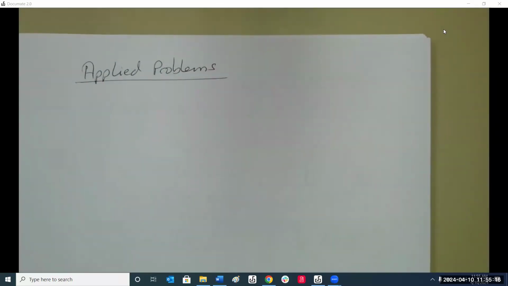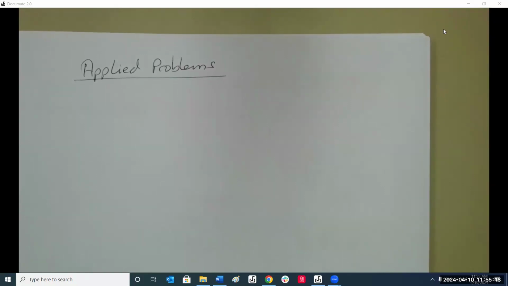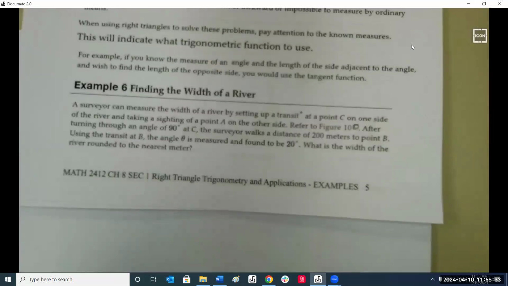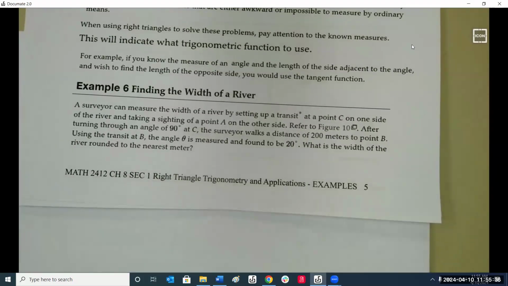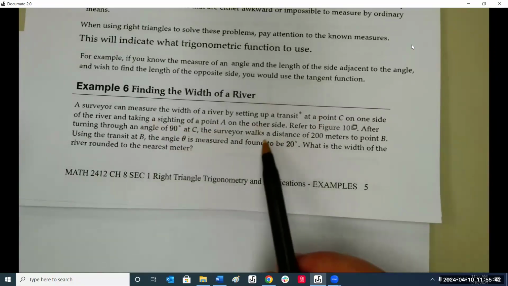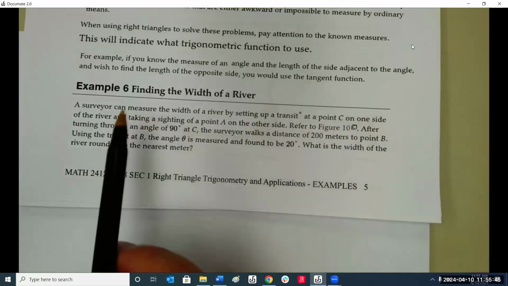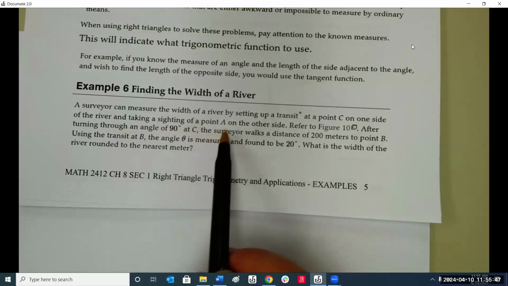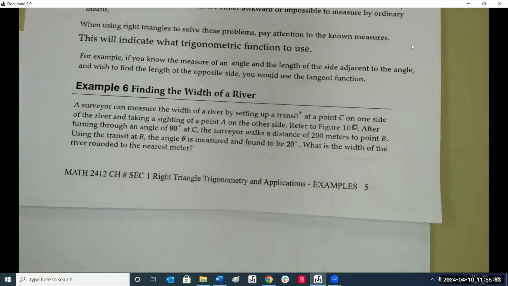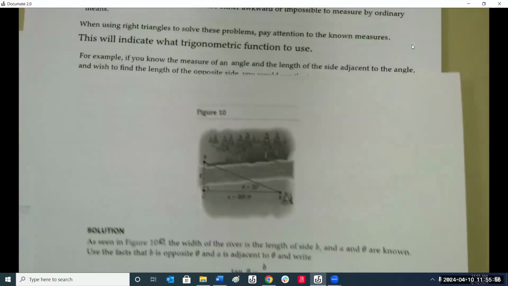Applied problems. This will suck up most of our time. So here's our first one. A surveyor can measure the width of a river by setting up a transit at point C on one side of the river and taking the sighting of a point A on the other side of the river. Refer to figure 10A. So here's the picture there.